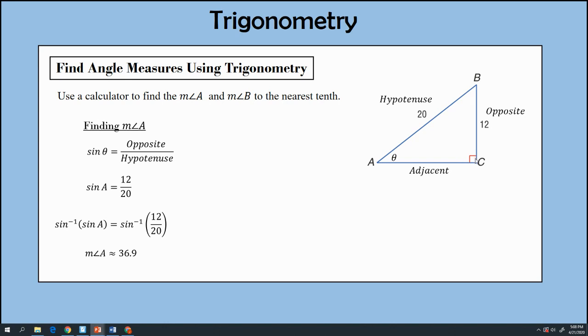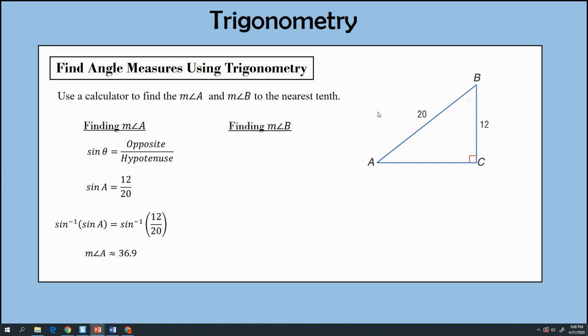If this is a right angle, that length is 12 and that length is 20, this has got to be 36.9 degrees in order for this triangle to be a right triangle. That's how it works. Okay, now let's find the measure of angle B. So I'm going to start from scratch. I'm going to eliminate all this up here and I'm going to restart.